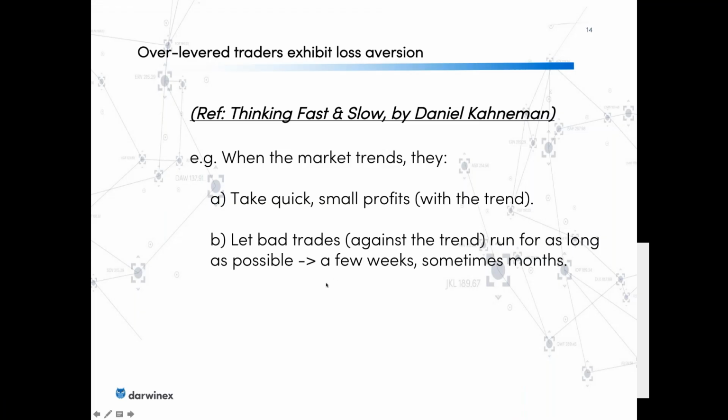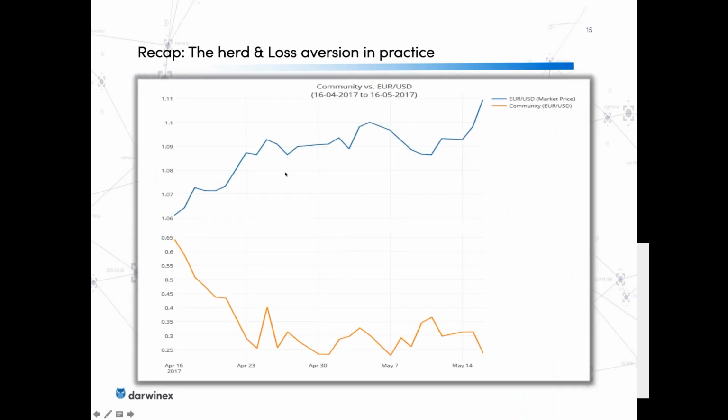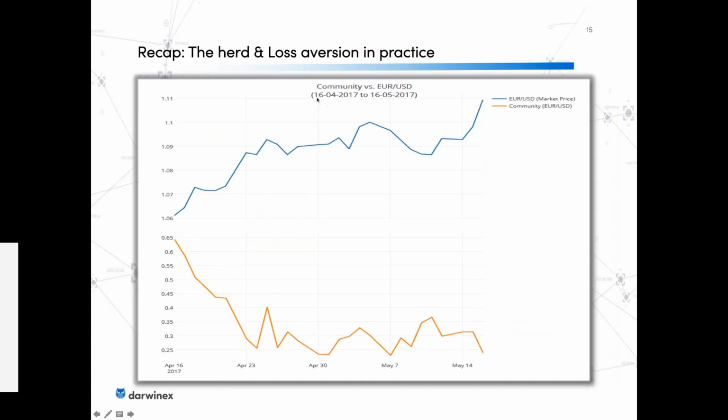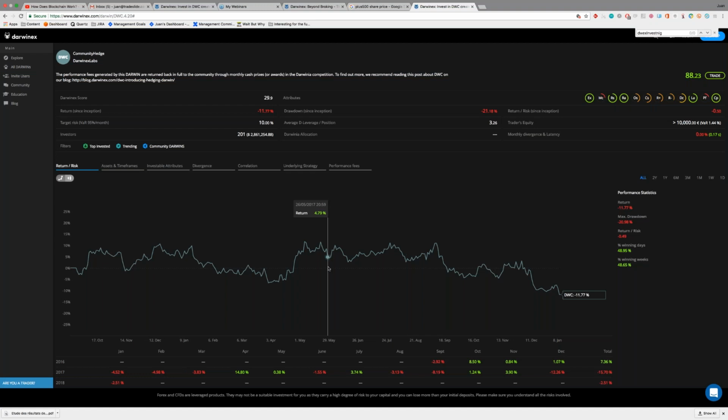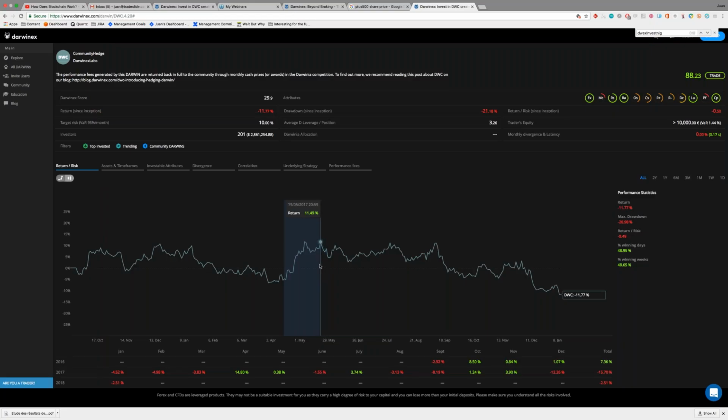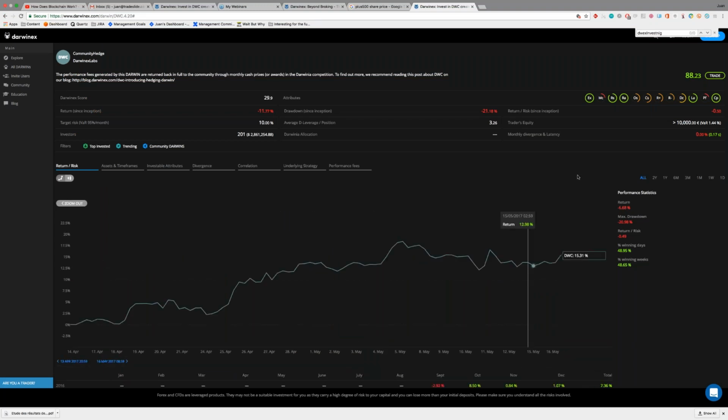Okay, so as an example of what happens, we've got an example of what happened in the euro dollar with the community between the 16th of April 2017 and the 16th of May 2017. And you can also see what the DWC did in that period. So let's just look at, we said 16th April. Which is roughly here, okay? So here we see it that month. So there you see it, okay?